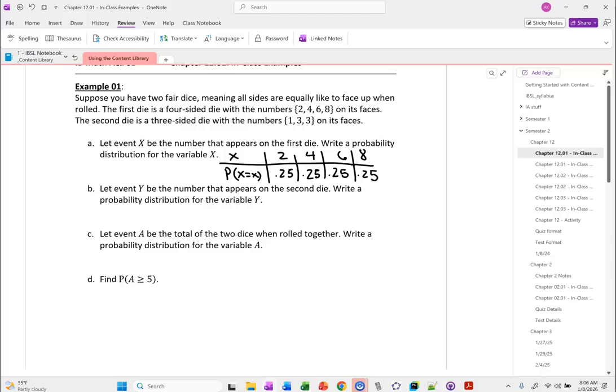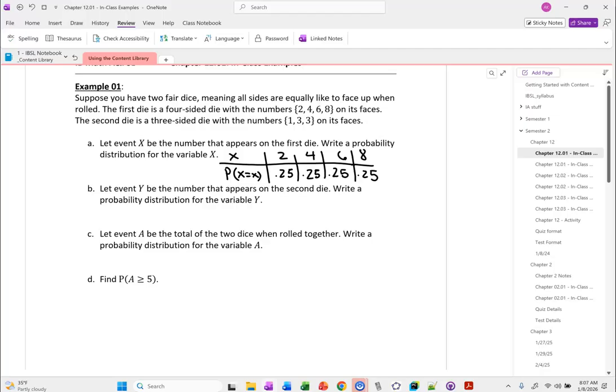The last thing I'd want to do is check to see what? That all the probabilities add to 1. And clearly they do, right? Like, welcome back to 5th grade math. I'm sure 4 quarters is a 1. All right. Says let y be the number that appears on the second die.